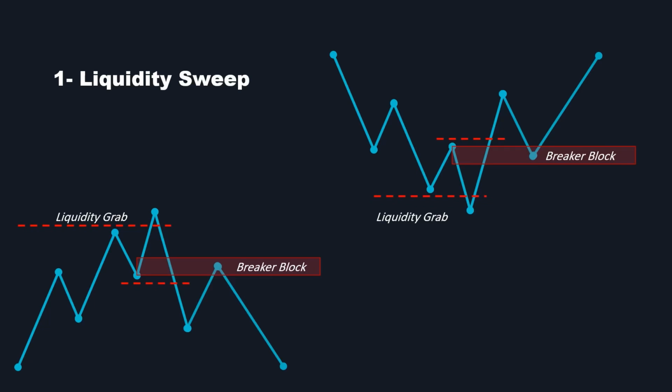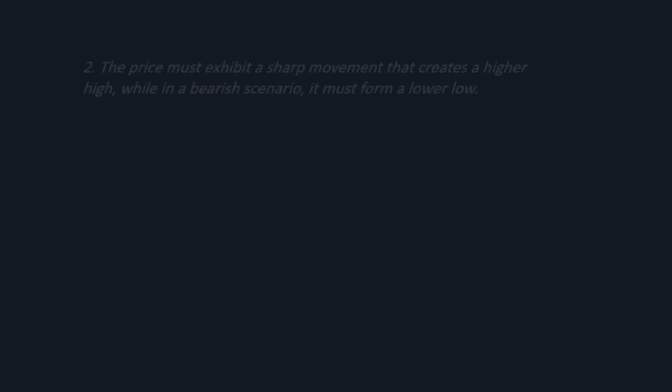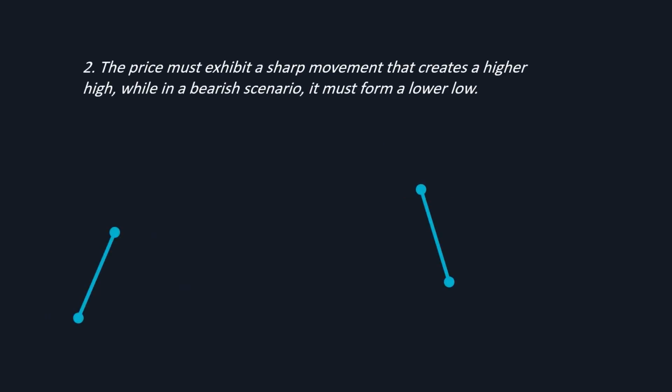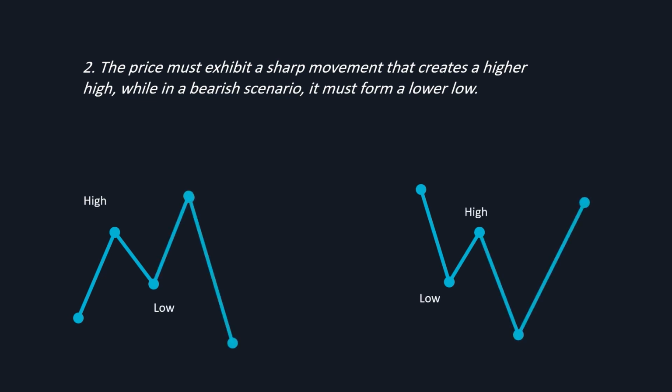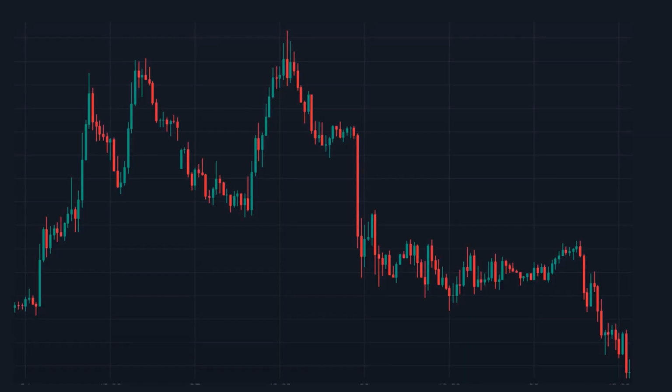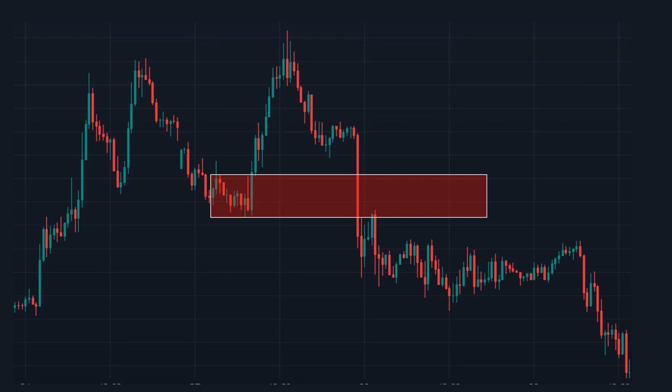The second rule states that in a bullish scenario, the price must exhibit a sharp movement that creates a higher high, while in a bearish scenario, it must form a lower low. This ensures that the price moves significantly higher or lower over multiple candles, filtering out single candle spikes or drops that could mislead traders.